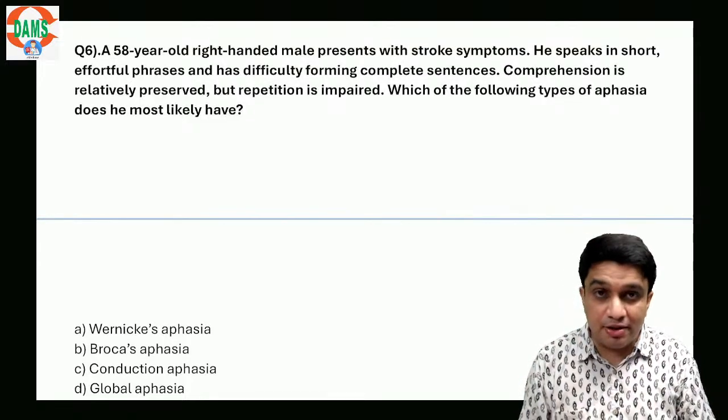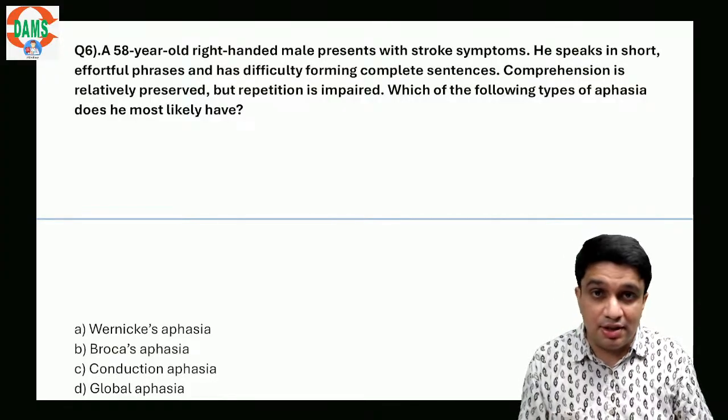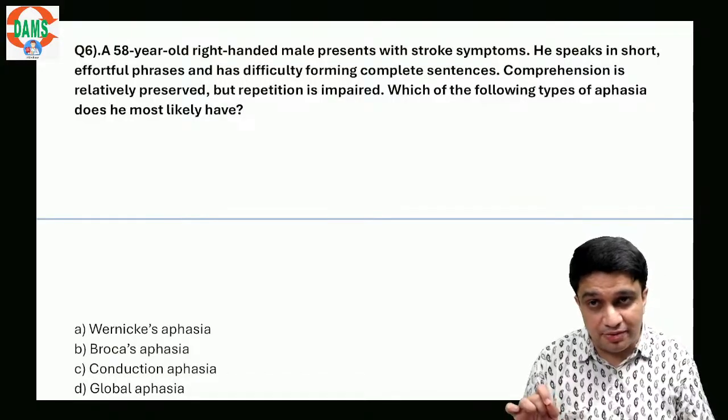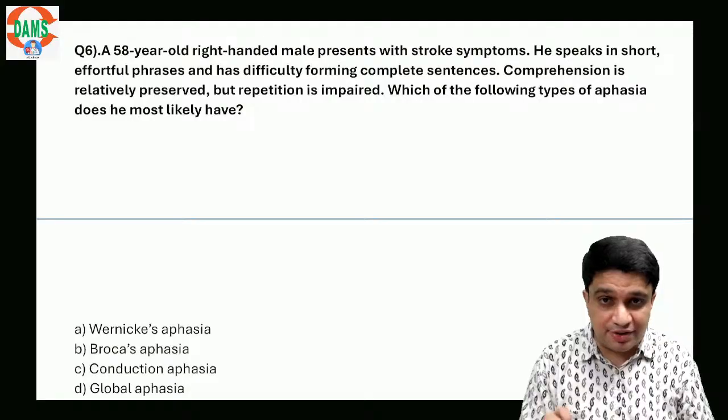58-year-old right-handed male presents with stroke symptoms. He speaks in short, effortful phrases, has difficulty completing sentences. Comprehension is relatively preserved. Repetition is impaired. Which of the following types of aphasia is likely to be seen?